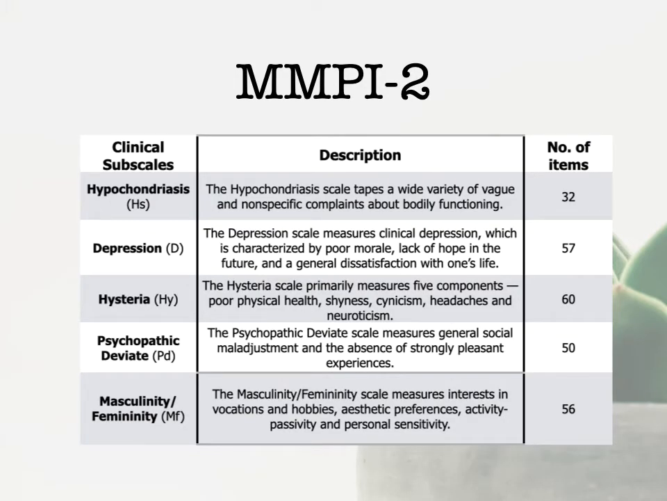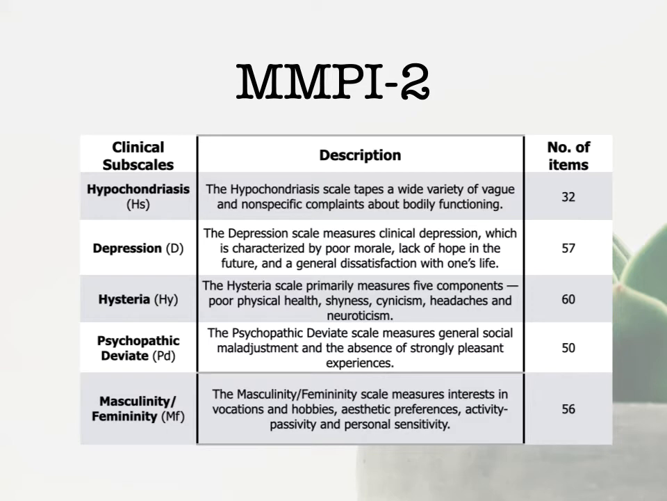So what are the scales that the MMPI measures? You have 10 clinical scales, and then you also have 4 validity scales. Let's first discuss the 10 clinical scales. You have hypochondriasis, depression, hysteria, psychopathic deviate, masculinity-femininity. Hypochondriasis has to do with complaints about bodily functioning. This may not make sense to you now since you haven't taken abnormal psychology. Later on, when you take up abnormal psychology, you will have more understanding of these terms.